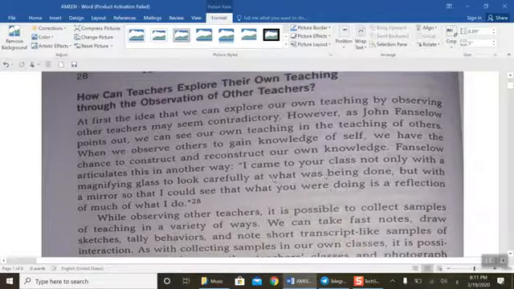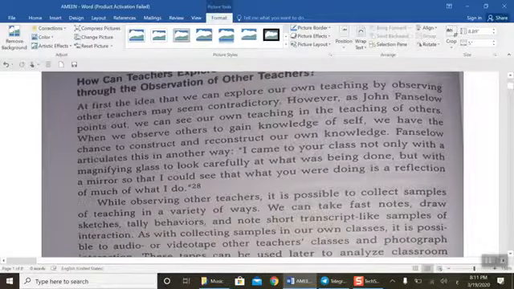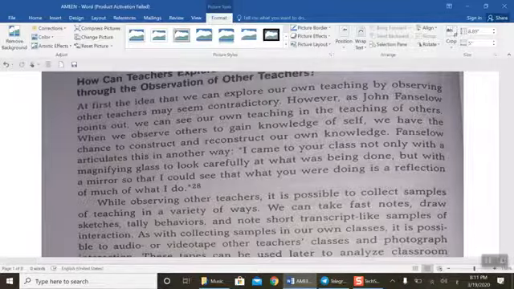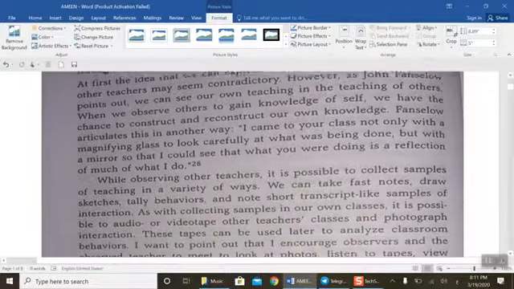I came to your class not only with a magnifying glass to look carefully at what was being done inside the class, he means here, but with a mirror, so that I could see that what you were doing is a reflection of much of what I do. So what other teachers do inside the class is the same as what we do. All of us as teachers do the same inside the class.